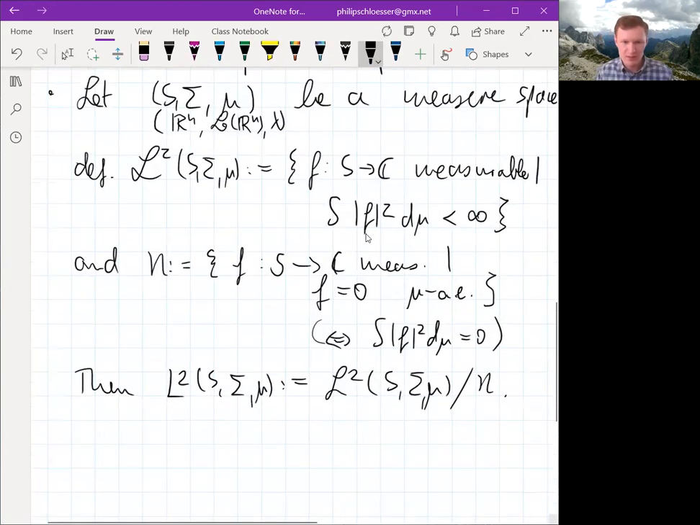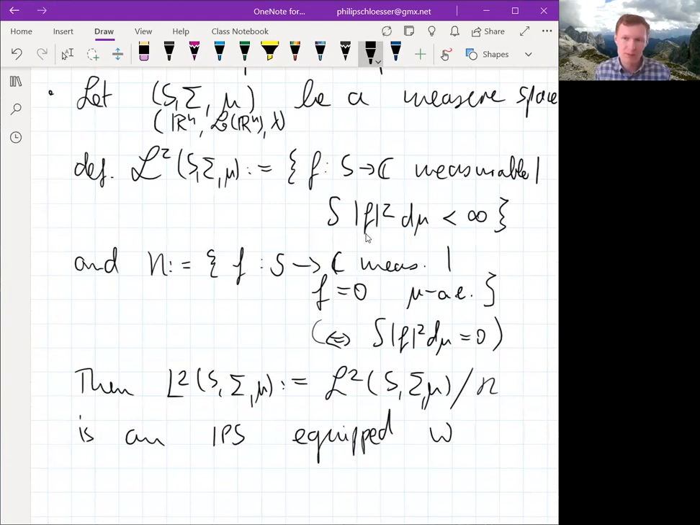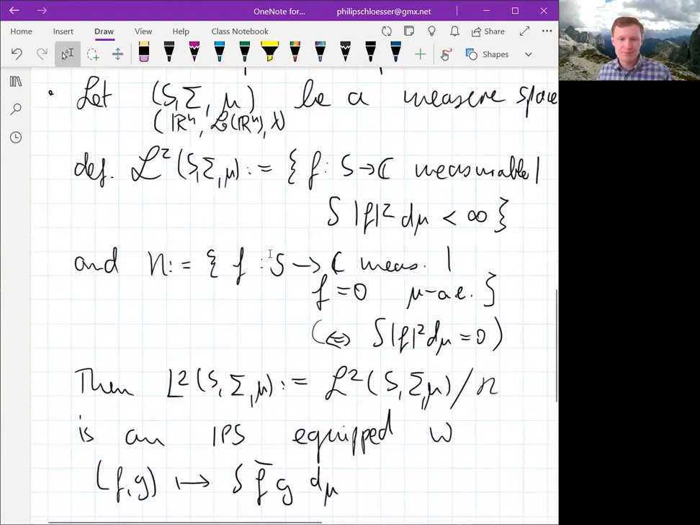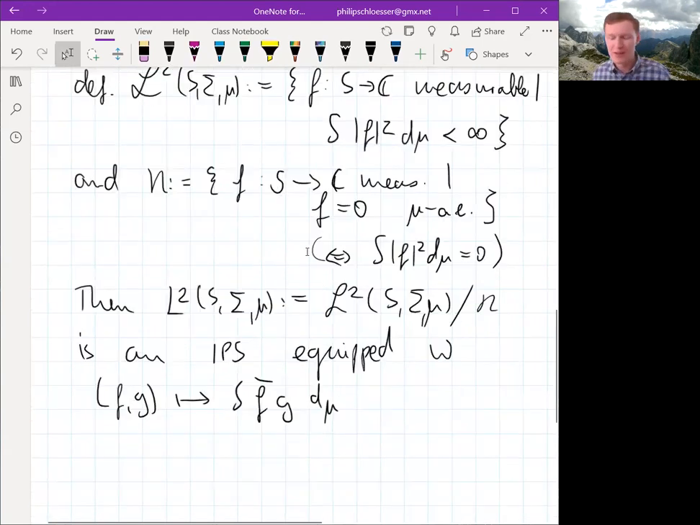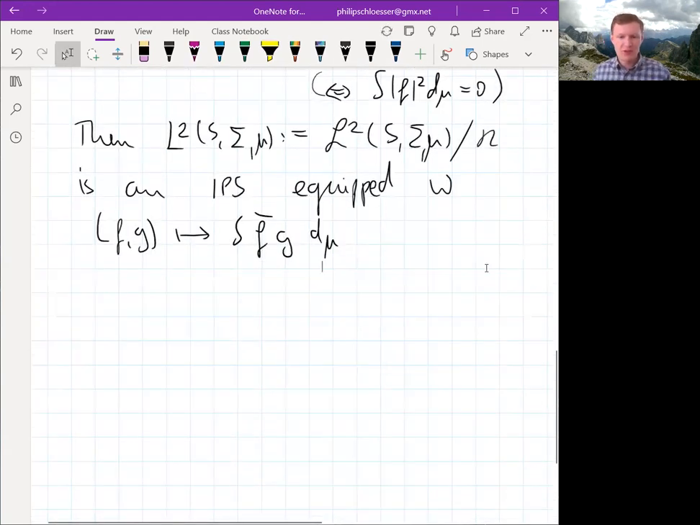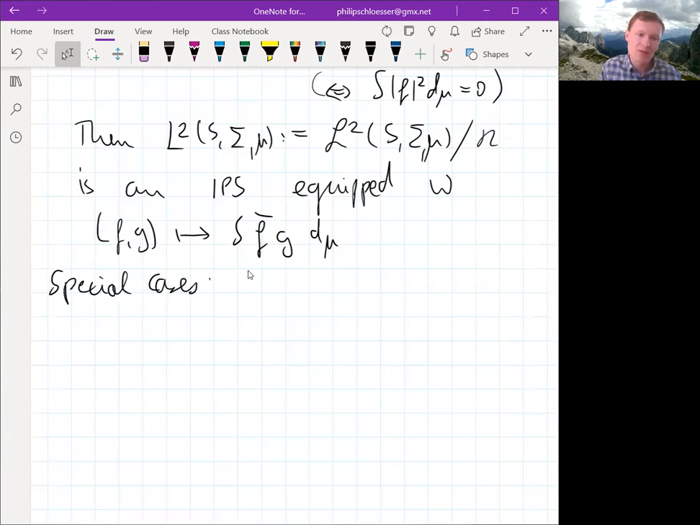So, this is an inner product space when we equip it with the inner product that maps f and g to the integral of f conjugate g dμ. So those are the famous square integrable functions. Yeah, special cases of that construction.